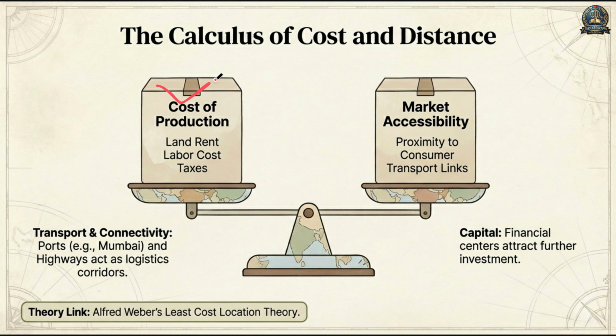The calculus of cost and distance. Cost of production, that means land, rent, labor cost, taxes, and market accessibility, proximity to consumers, transport links. Transport and connectivity: ports, for example Mumbai, and highways act as logistic corridors, and capital, where financial centers attract further investment. Theory link: Alfred Weber's least cost location theory.